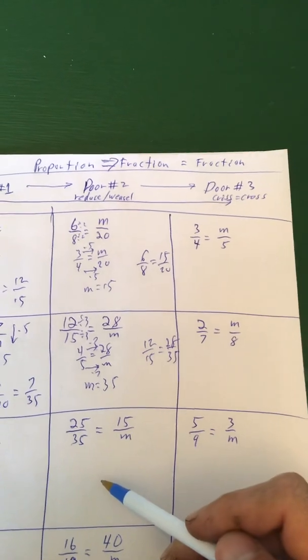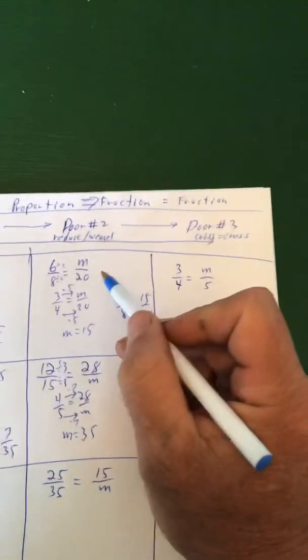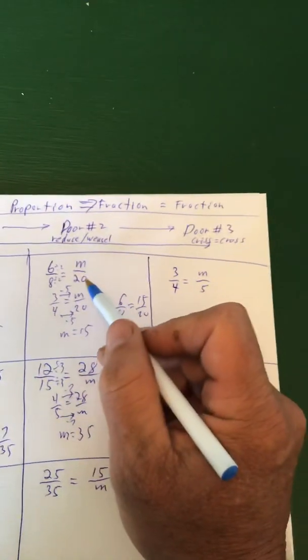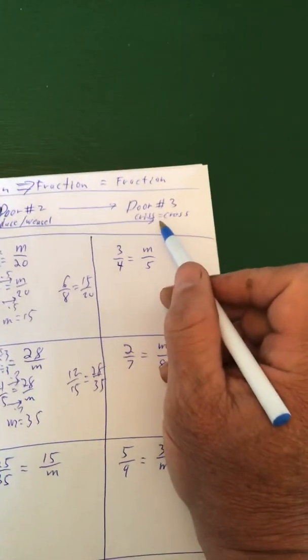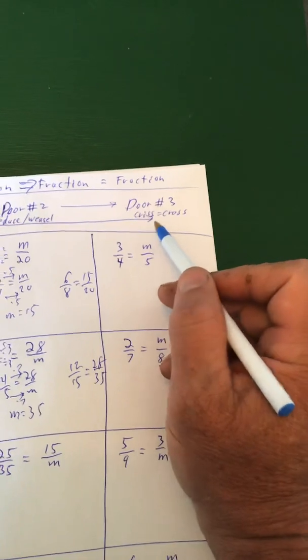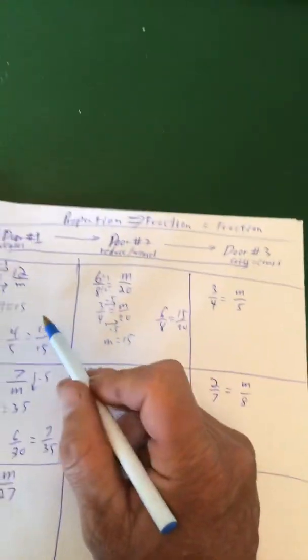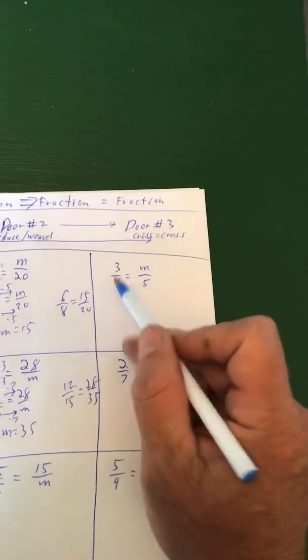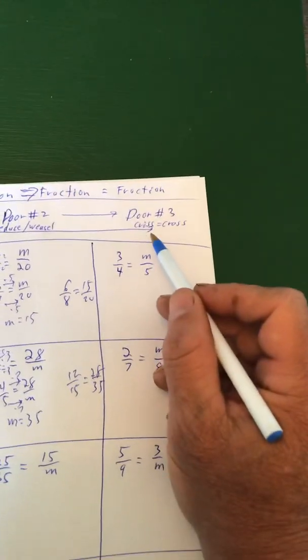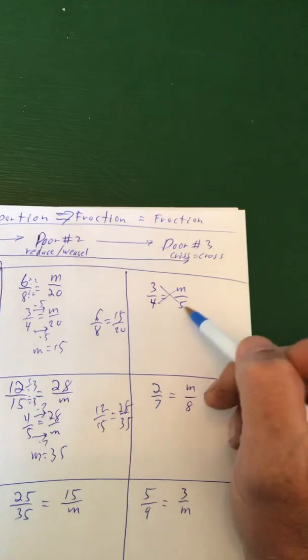This is reduce and weasel, right? And you'll get 2 more problems in a second here. Okay, so if you can't do door number 1 and you can't do door number 2, you can always do door number 3. Problem is, some people only learn door number 3, and you could do them easier a lot of times. So here, I can't get here, can't get there. So this always works. Criss equals cross.